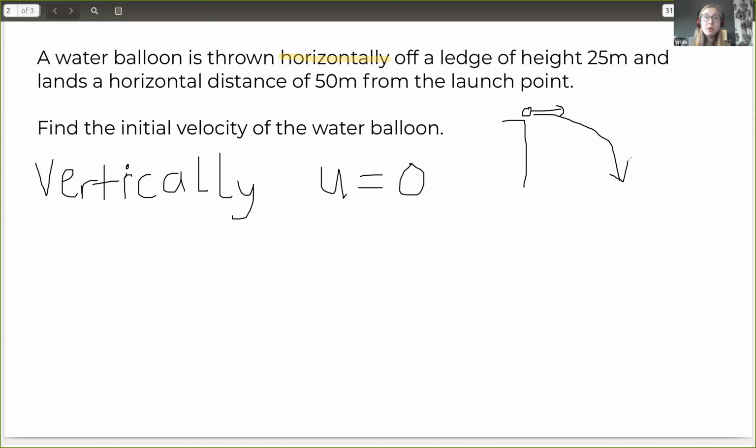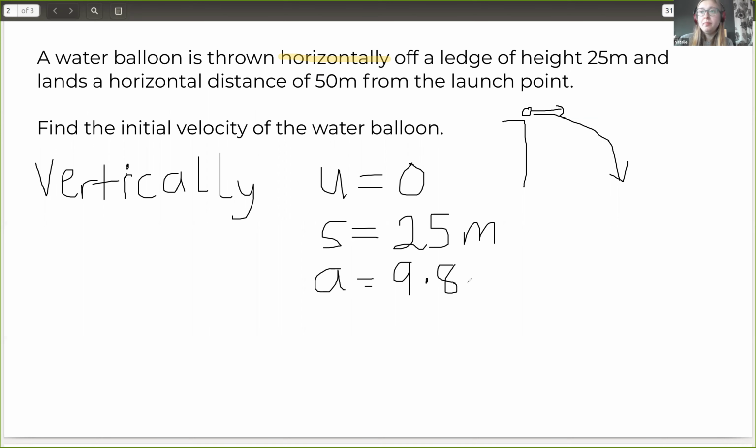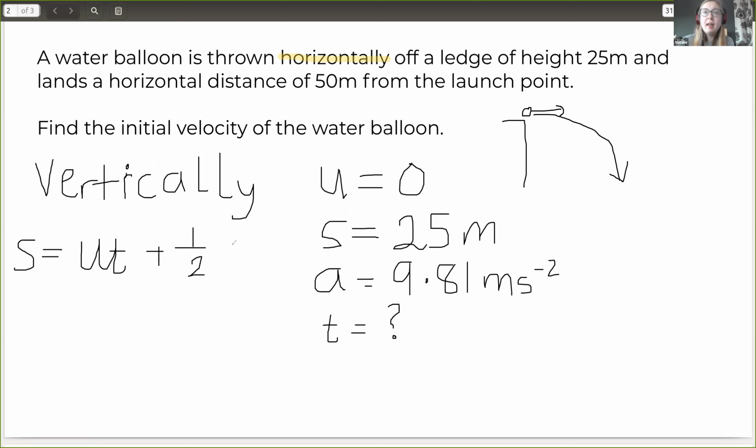So vertically, we know that u is 0. We know that it falls 25 meters. We know that the acceleration is gravity, so I'm going to use 9.81, and we're interested in finding t. We don't care about the final vertical velocity of the water balloon, so we're not going to use that. So we're going to end up using the equation s is equal to ut plus a half at squared.